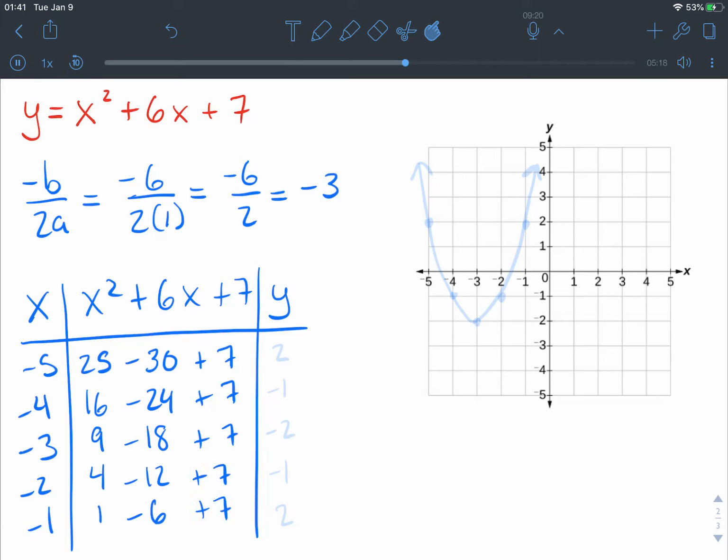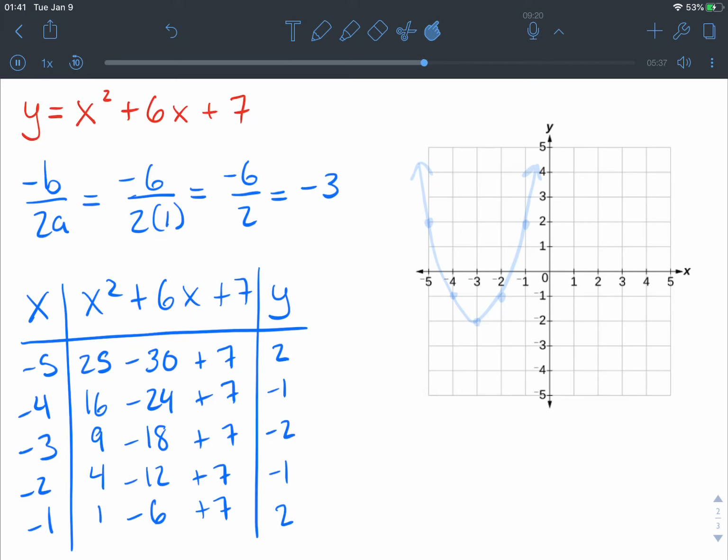So for the first one, we have 32 minus 30, which is 2. 16 plus 7 is 23. 23 minus 24 is negative 1. 16 minus 18. And then 11 minus 12. And then 8 minus 6 is 2.